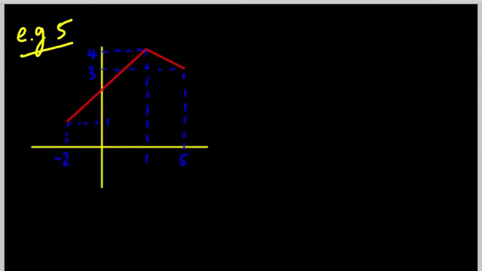In this video, I'm just going to continue with some more complicated examples of domain and range for different functions. So this is example 5, and basically the function is this red line over here.